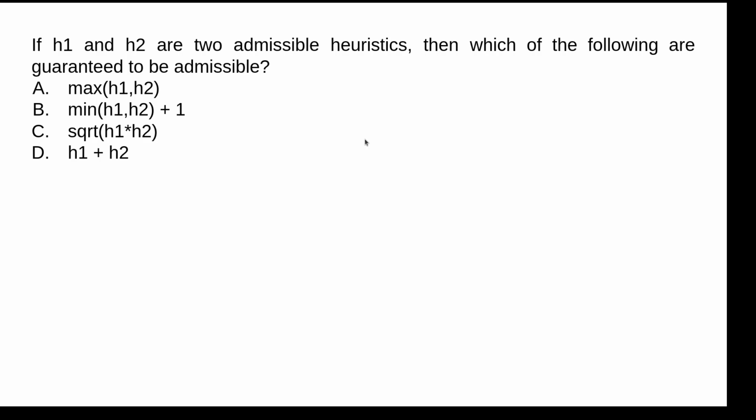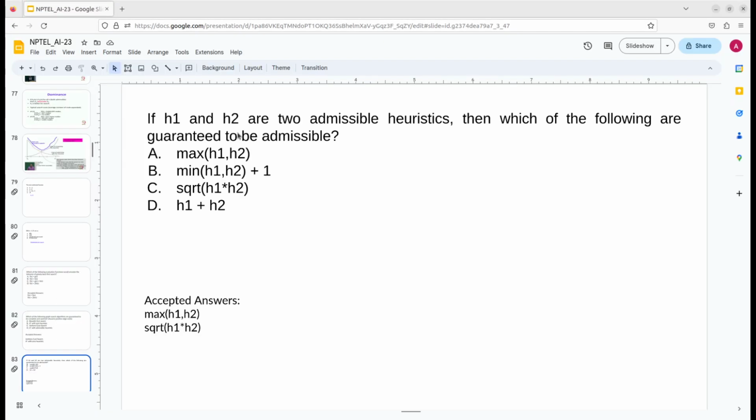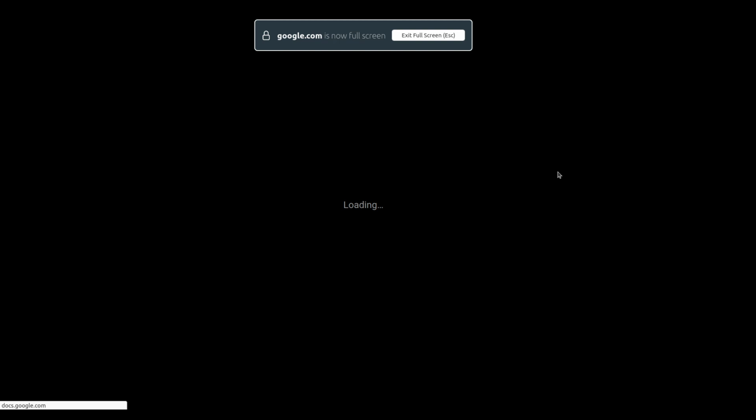So what would be the solution for this question? It would be A and C. Maximum of h1 and h2 would be admissible, and square root of h1 and h2 would be admissible. We proved how it is happening here. So this thing you should always do: when you get something, you try to reason about how it is happening.